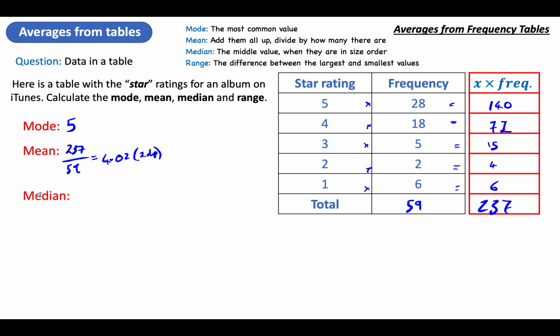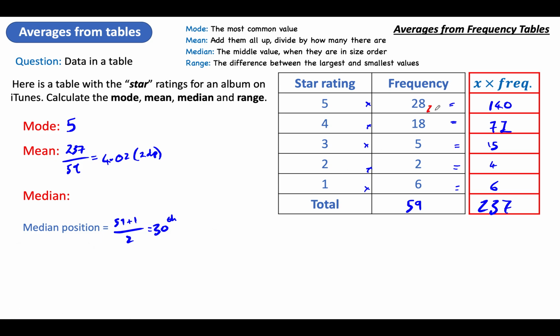Next one, the median. Now the median, remember, we need to find out the position first. So the median position is the total frequency, add 1 to it, and divide by 2. Now that's 60 divided by 2, which is the 30th position. So do your cumulative frequency. I like doing it in a different colour pen.